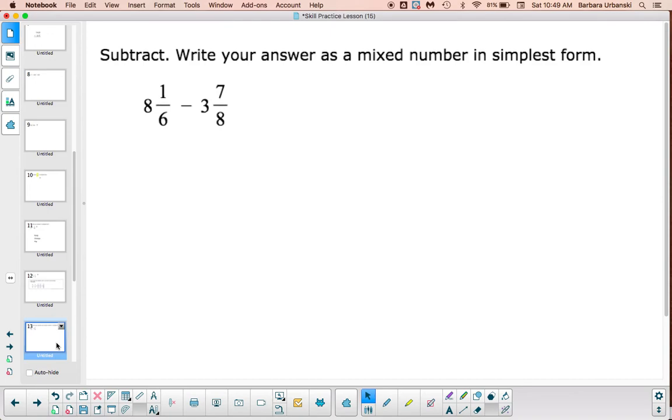Same thing is going to be with the subtracting with a mixed number. Some of you are going to know how to do this. Some of you are not. Please do not use a calculator. If you think you know it, give it a try. If not, put a star by it.